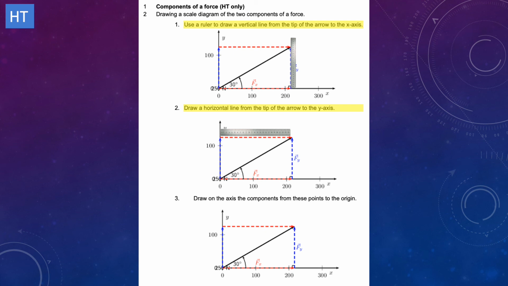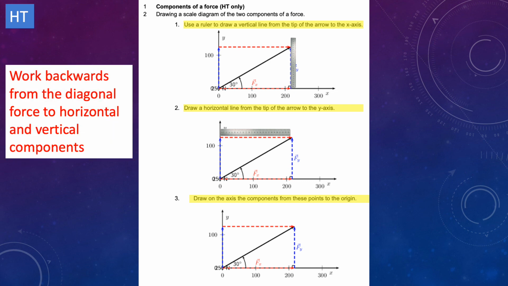Those two lines really should be the same as your x and y, which should have numbers along them. So in this case, the two blue arrows should be the same length, and your two red lines should be the same length. The last thing you're going to get is four lines and your diagonal. So really this is just working backwards from the diagonal force to horizontal and vertical components. That's all it is. Let's practice this a little bit.